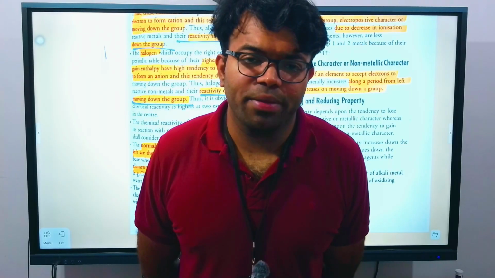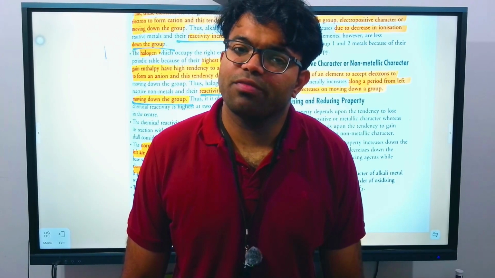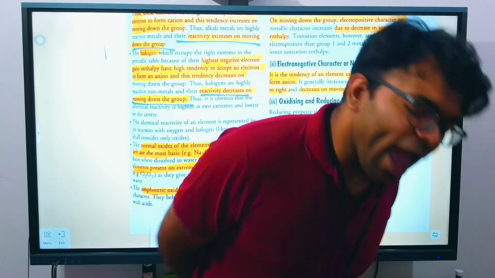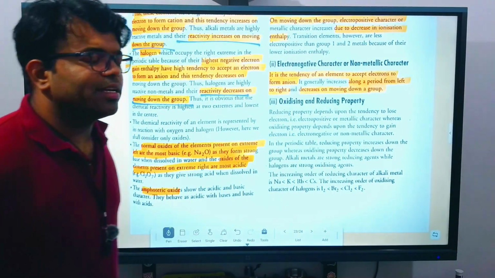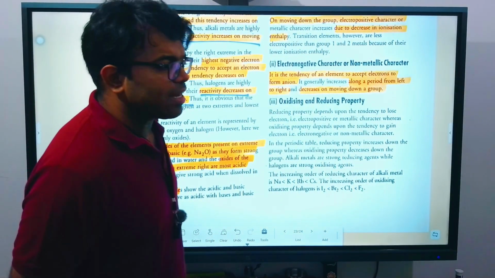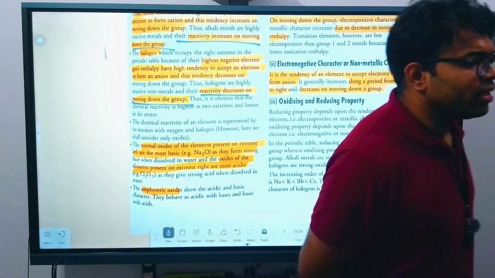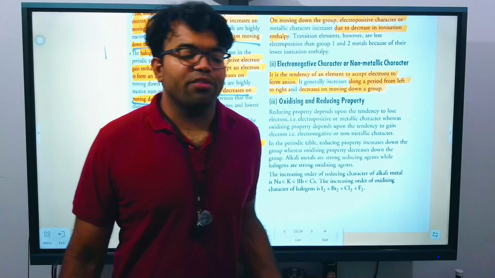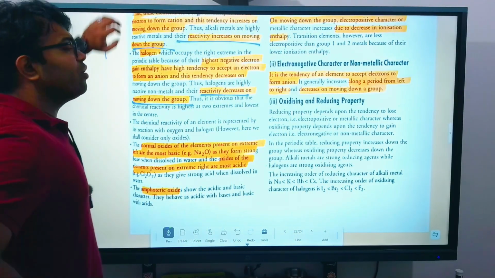It's lower down in the group, so what happens? Why is it more reactive then? It's a larger atom. What happens when you have a larger atom? Exactly, because its outer electron is attached very loosely to the atom via the nucleus. Therefore, the ability to lose this electron is very, very high. Therefore, it is more reactive as compared to lithium.